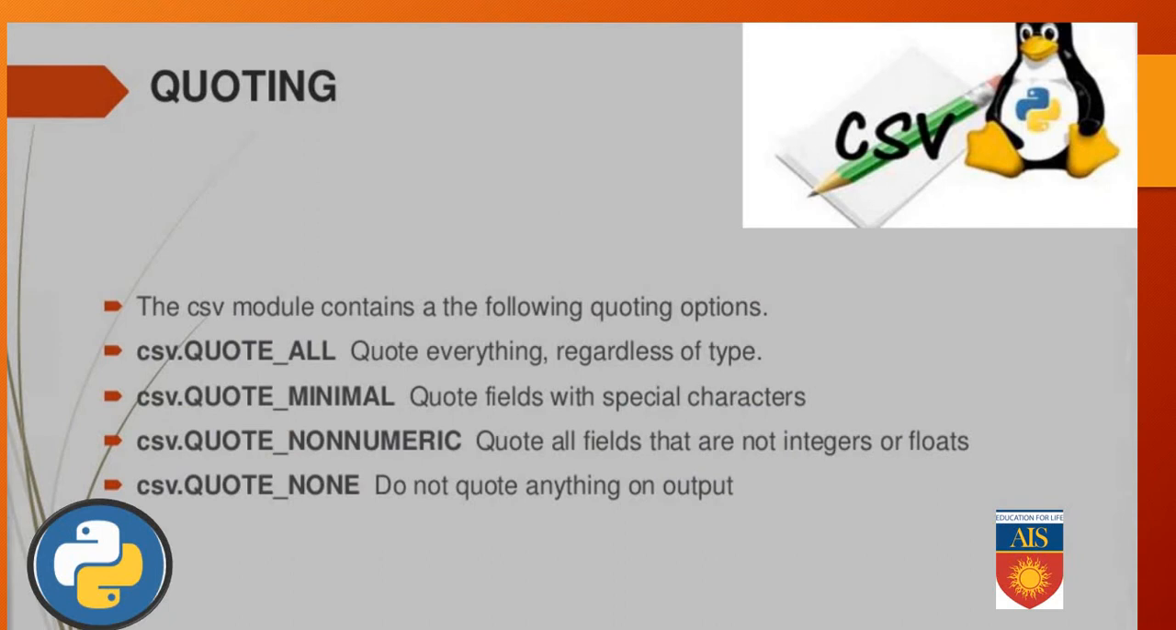Quoting. The CSV module contains the following quotation options, which are also known as quoting options. csv.QUOTE_ALL will quote everything regardless of type. csv.QUOTE_MINIMAL quotes fields with special characters. csv.QUOTE_NONNUMERIC quotes all fields that are non-integer or float. csv.QUOTE_NONE does not quote anything on output.